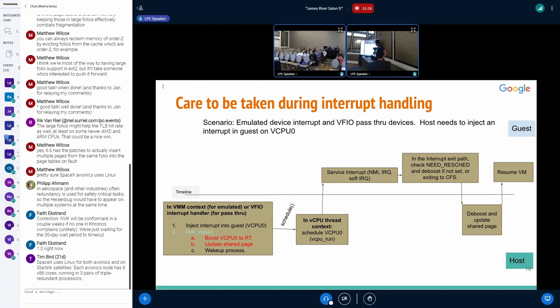Okay, so let me go over the interrupt handling part. Like I said, we have to proactively do boosting when the host injects interrupts into a guest. There are two cases where this can happen. One is an emulated device interrupt, where the VMM has to handle the interrupt and then inject it into a vCPU. Another case is with VFIO pass-through devices, where if the vCPU is sleeping and you receive a VFIO pass-through interrupt, you have to handle that in the host, and then wake up the vCPU and have it handle that, right?